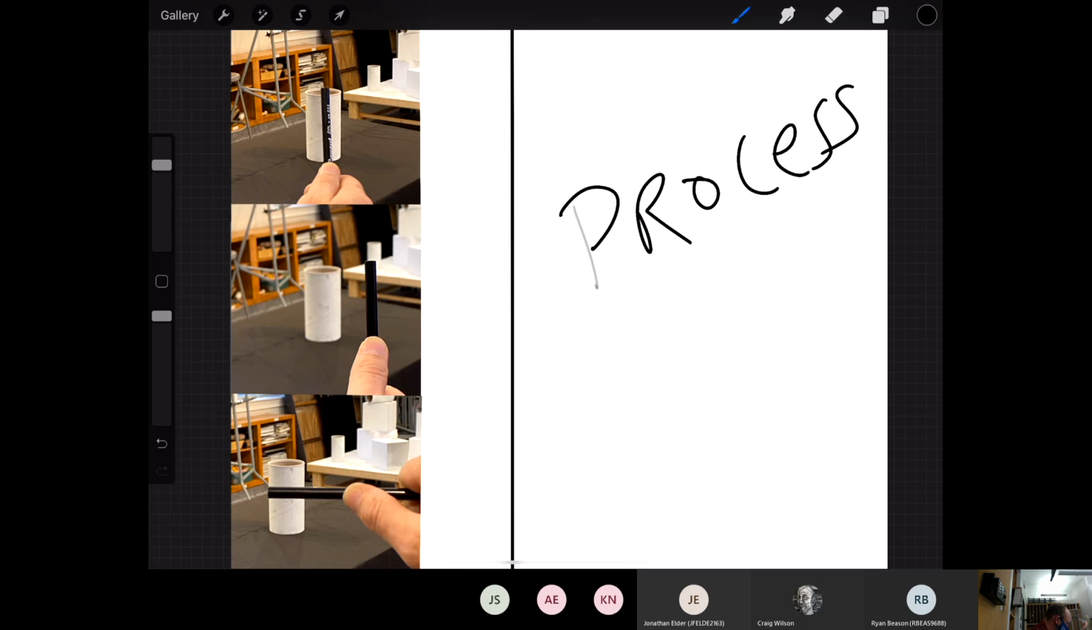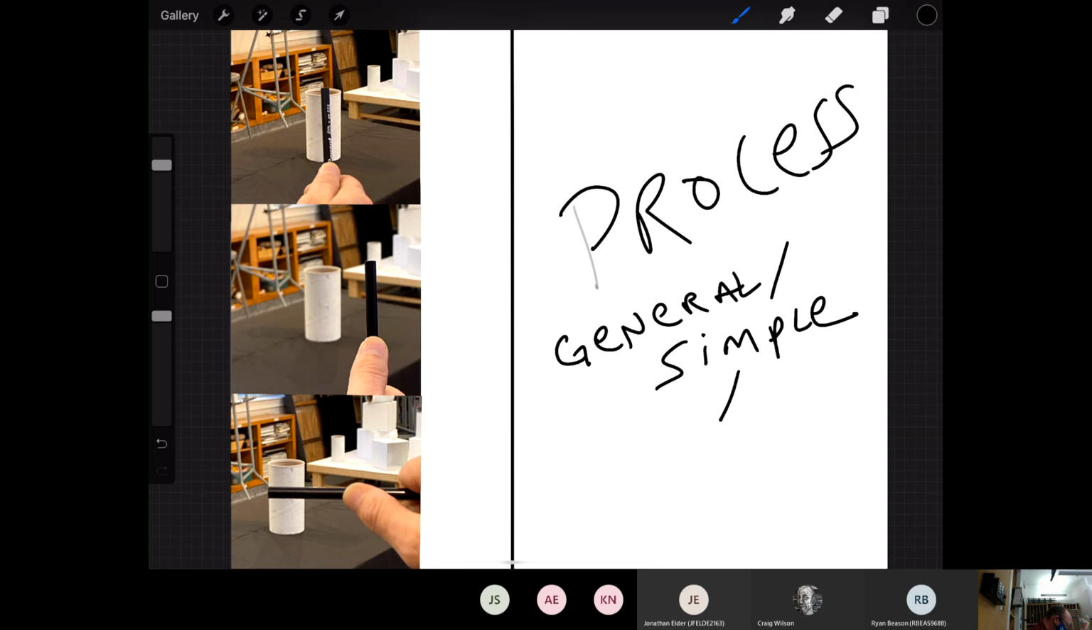Okay? The other thing, and again, we're talking about process, is we work from general or simple to specific and complex. Mostly, sometimes. Sometimes it's not so complex, but it's more complex always than the more general aspects of the shape.